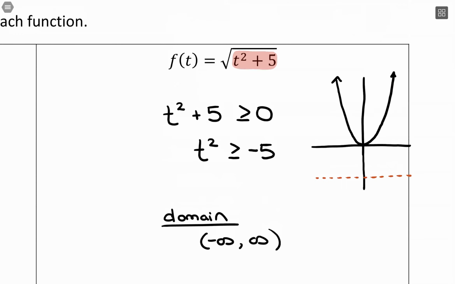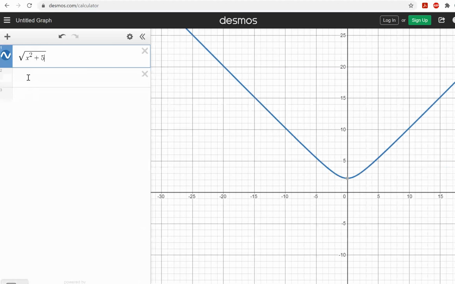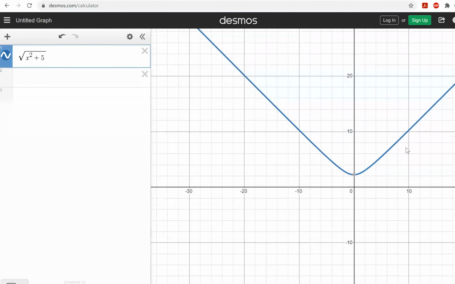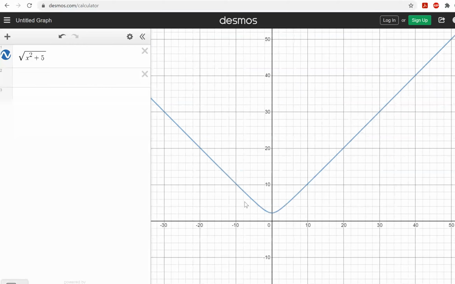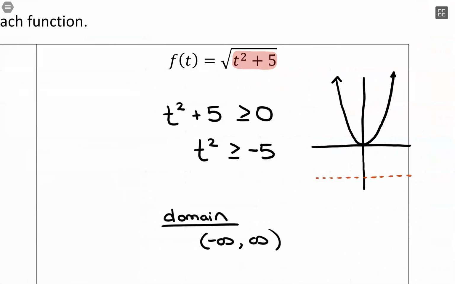And if you're unsure, you can always graph it. So the square root of t squared plus 5. So we see something like this, and I can see my domain is all real numbers. So it's by squaring t there that we're allowed to plug in negative numbers, in that no matter what I plug in for t, it's going to turn positive there, and then adding 5 just makes it even more positive. So with that, I don't need to worry about taking the square root of a negative number.